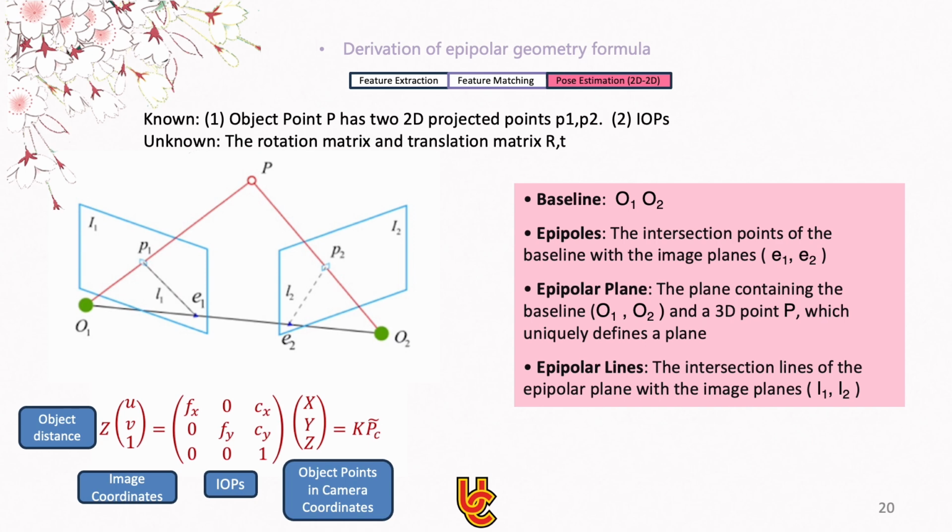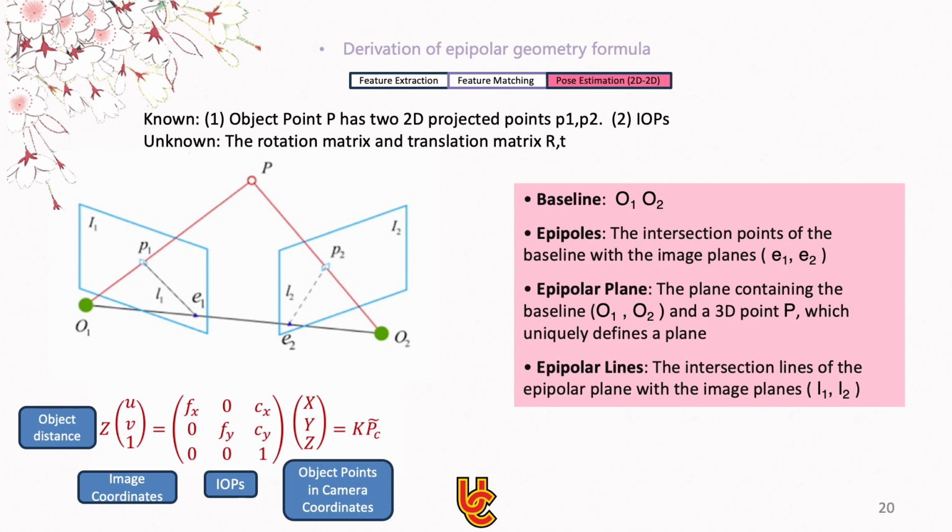And the problem is that we know the two matched images and their object point P. When we want to estimate how the camera moves from the last epoch to the current epoch, we just need to calculate the rotation and translation matrices R and T.